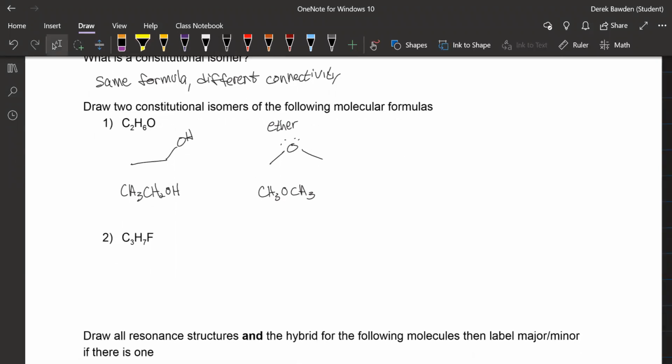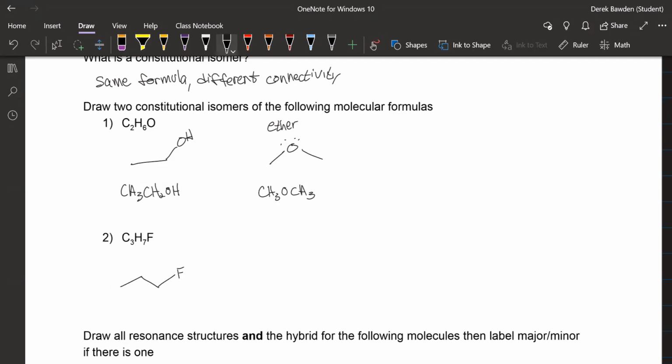Again, I like to start with a carbon chain. 1, 2, 3 carbons. We'll add our fluorine on the end, and then we'll count the number of hydrogens. 1, 2, 3, 4, 5, 6, 7. Perfect. Okay, so that's one of them. We can do that.